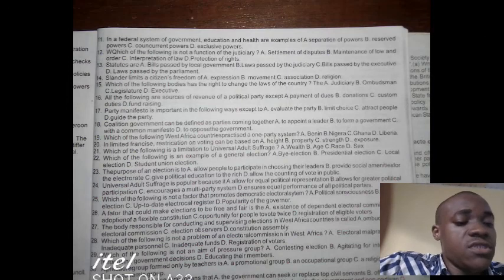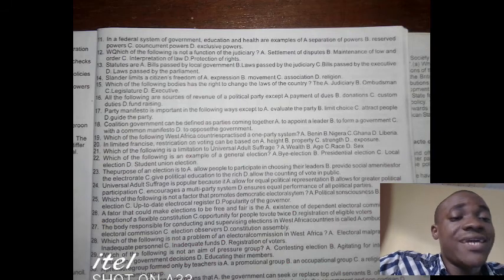Number 13, statutes are dash. A, bills passed by local government. B, laws passed by the judiciary. C, bills passed by the executive. D, laws passed by the parliament. The answer is D, which is laws passed by the parliament. That is what statutes are.